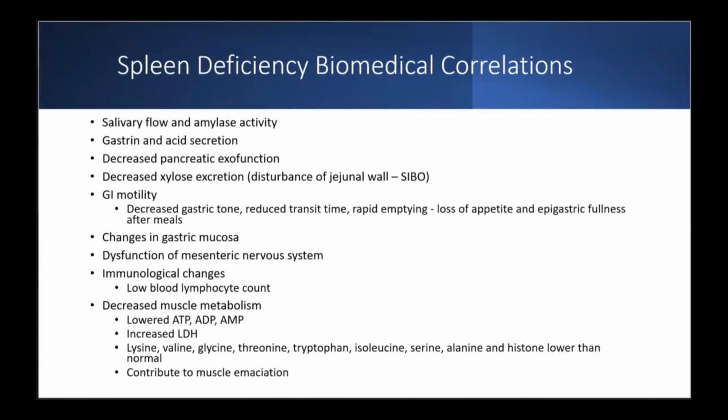Gastrin and acid secretion goes down. Hypochlorhydria, right? Not having enough hydrochloric acid. You can't break those big macromolecules into little ones. What happens then? You don't digest stuff well. That's that digestive fire of the stomach. Part of that's the spleen qi. Part of that's that spleen yang, the heat there. And we'll show you how to work with that.